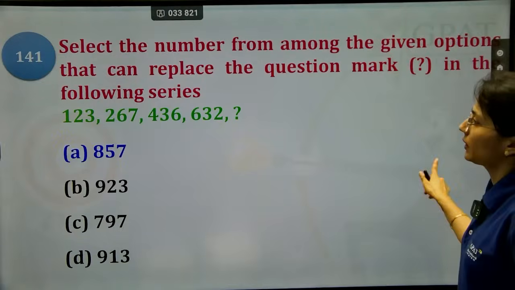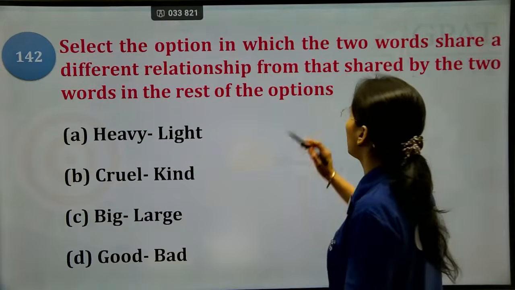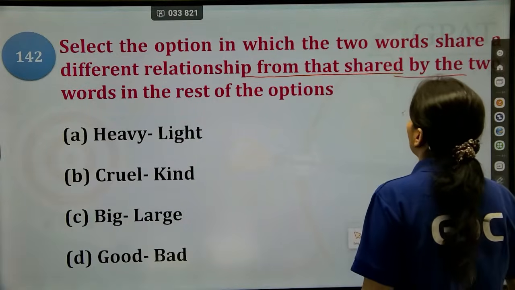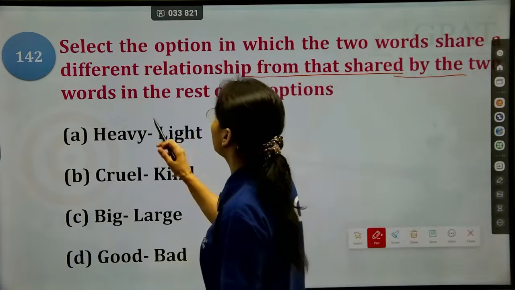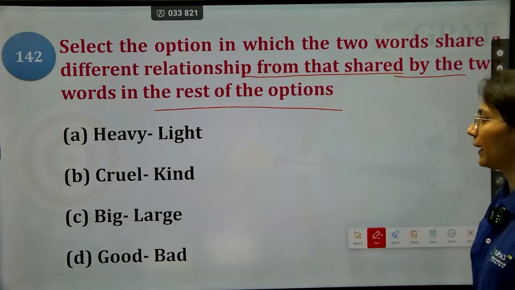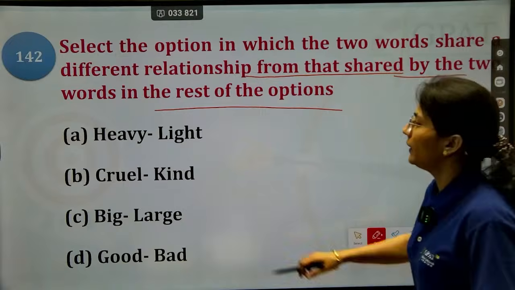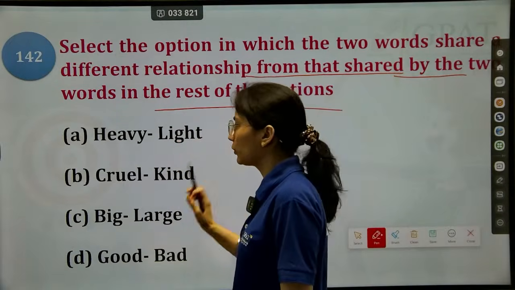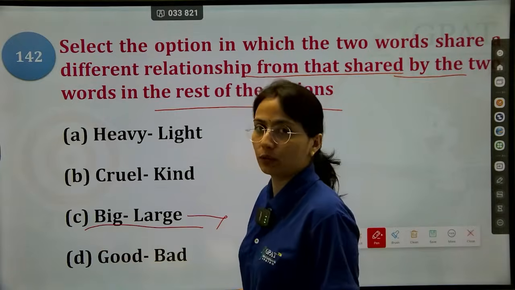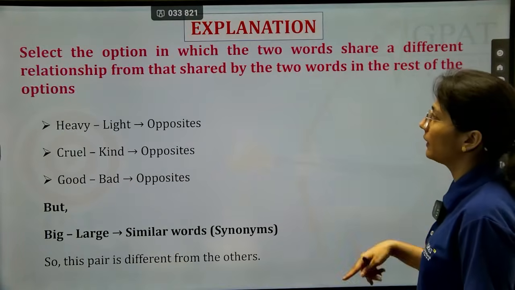Now move to another question. That is question number 142. Select the option in which two words share a different relation from that shared by the two words in the rest of the options. Heavy, light, cruel, kind, big, large, good, bad. If you see, heavy is the opposite of light, cruel is the opposite of kind, good is the opposite of bad, but big and large are synonyms, so big, large is the different one. So option C is correct.